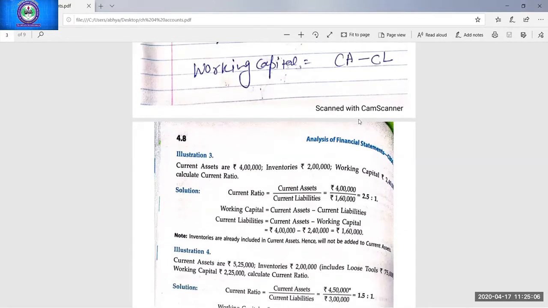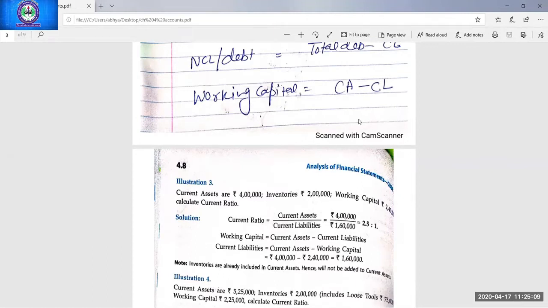So this is example number 3. Current assets 4 lakh. Inventories 2 lakh. Working capital 2 lakh 40,000. Calculate current ratio. Students, as I told you earlier, first of all you have to write the formula, that is current assets upon current liabilities. Now we have current assets in our question, but current liabilities are not given. So to find out current liabilities, we have to use the above formula: working capital is equal to current assets minus current liabilities.